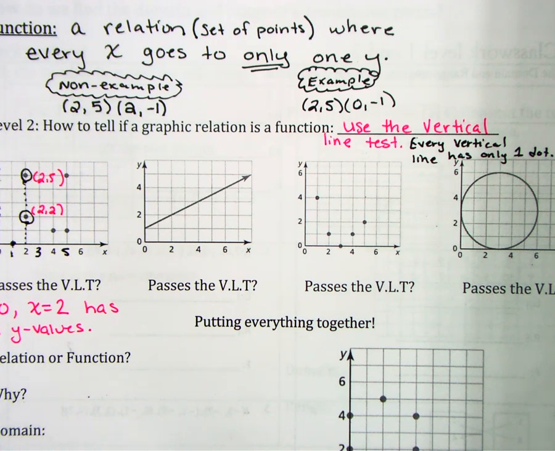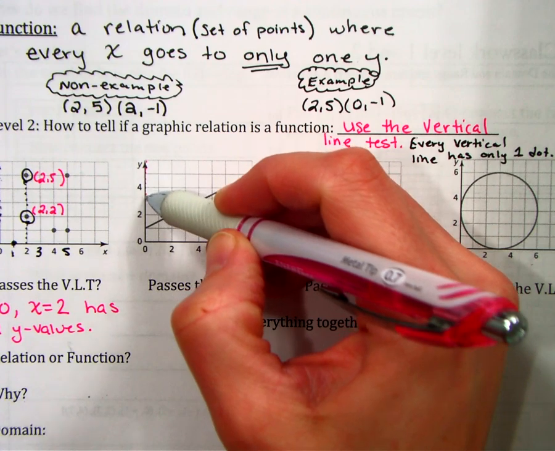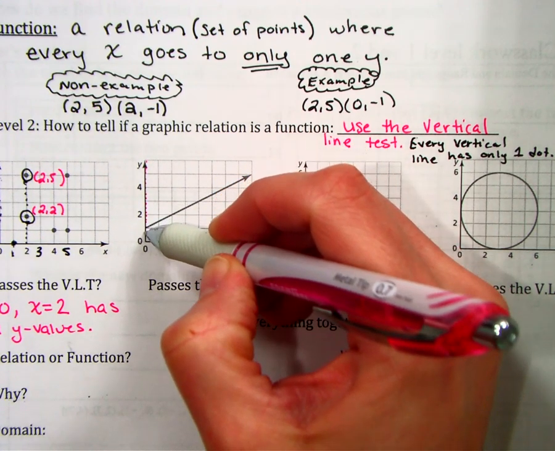Okay, so we're going to slide to the next example, and we're going to see if that one passes the vertical line test. Then we're going to slide to this next example, see if that one passes the vertical line test, etc. Okay? So what you're doing is at every one of those x values, you can start at 0 if you want. So how many times am I going to hit this function?